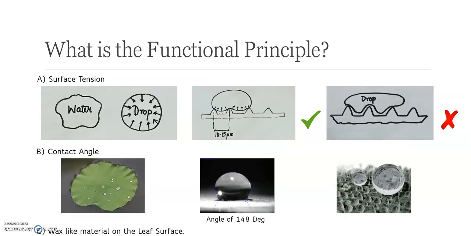So moving on to next, what are the functional principles? We do talk about the functional principle, that's important. The first point is surface tension. Because of high surface tension, the water will not stay as it is. It will try to minimize its surface area as well as its energy and will form a water droplet.